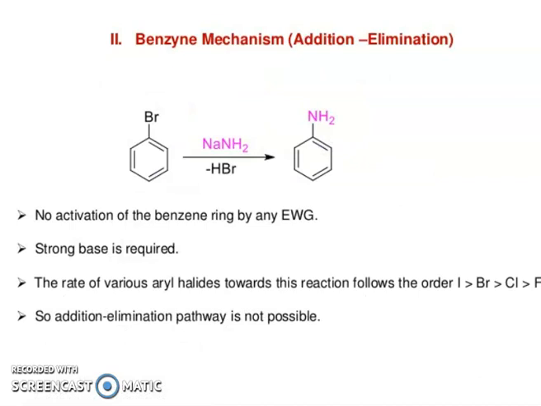Now friends, benzyne mechanisms, elimination addition. You can see bromobenzene undergoes reaction forming aniline. Actually, this reaction is not an addition-elimination reaction. There is no activation of the ring by any electron withdrawing groups. A strong base is required. The rate of various aryl halides toward this reaction follows the order, so the addition-elimination pathway is not possible.